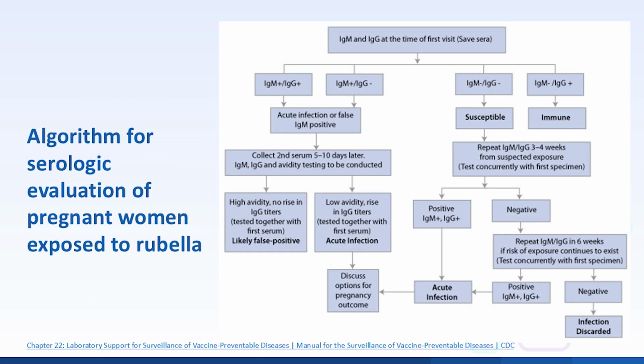Due to the potential severity of outcomes for pregnant women, it is essential that those who are exposed are identified, evaluated, and counseled. Exposed pregnant women should be tested for the presence of rubella IgG and IgM antibodies, regardless of symptom history. A blood specimen should be taken as soon as possible, tested, and stored for possible retesting. The flow diagram on this slide provides testing and follow-up recommendations for pregnant women. Additional recommendations for laboratory testing are available in Chapter 22 of the VPD Surveillance Manual. A link to that chapter is found at the bottom of the slide.